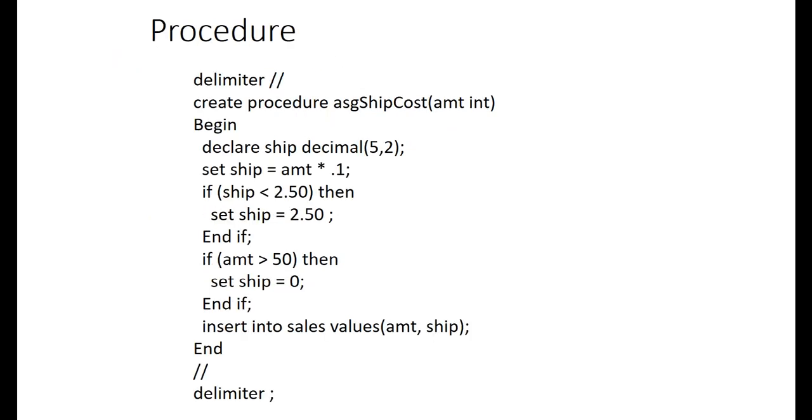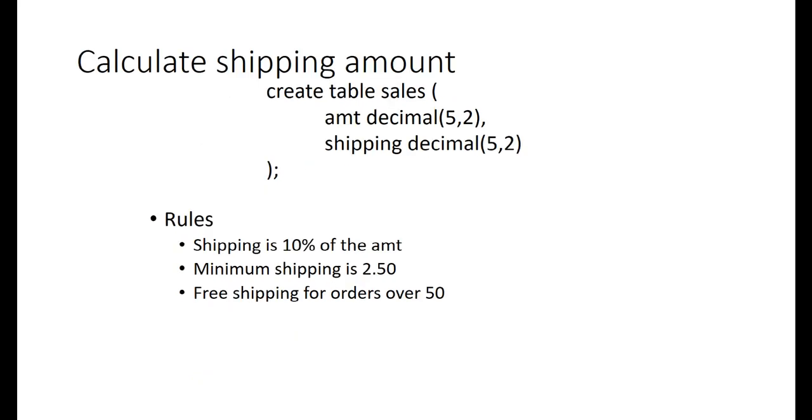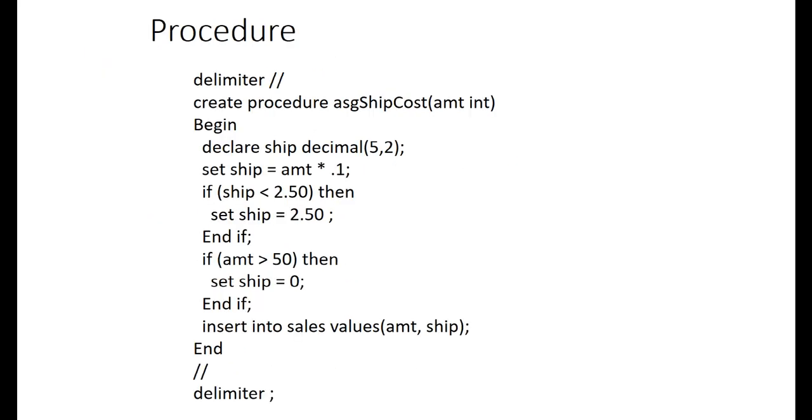Okay? Well, we could write a procedure that would do this for us, right? We play our games, we create procedure, we've got our begin end block. What do we do? We declare a variable called ship. Ship is a shipment fee, it's a decimal, right? We set ship to the amount. We're passing an amount here, it's an int. So amount times 0.1. So that's our percentage, right? That's our 10%. 0.1 is 10%. So we get 10% of our amount set there, and now we check it.